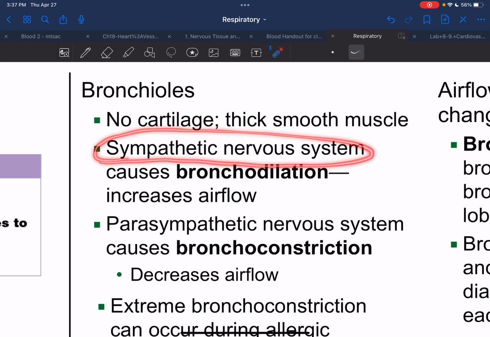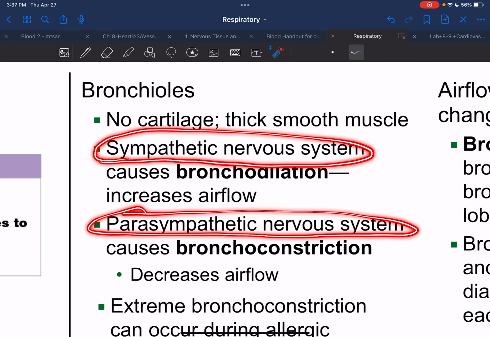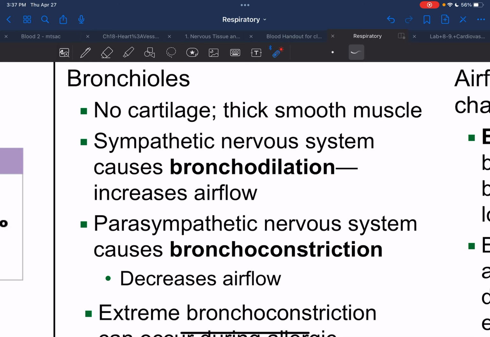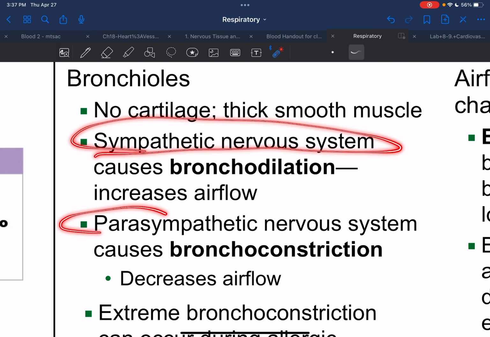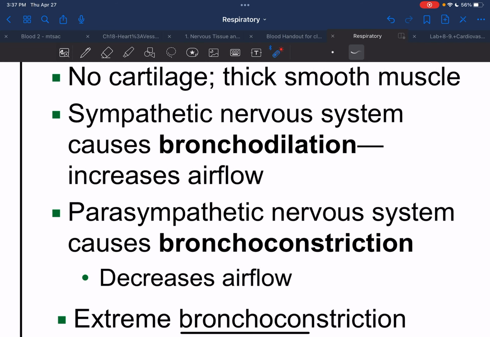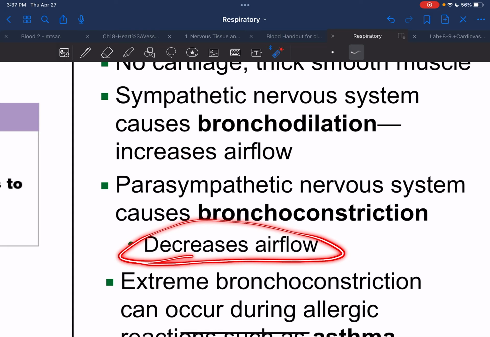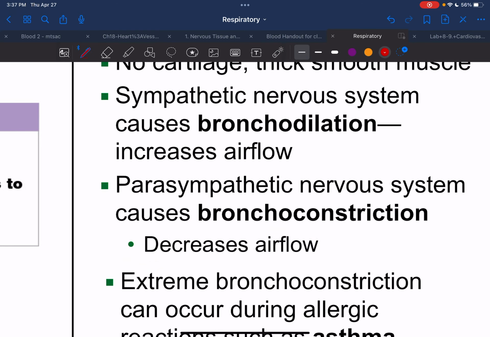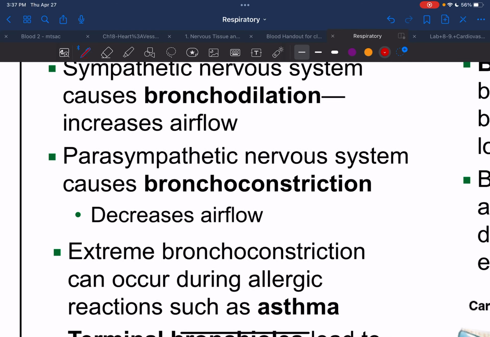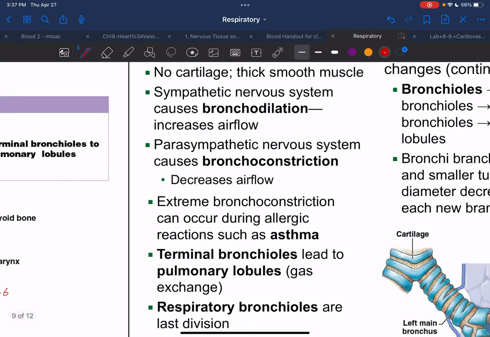This is something that's here, and I don't want it to scare you. We haven't gone over nervous yet, so you can go ahead and neglect it, but I want your notes to be complete, and they'll make sense after we go over nervous. Otherwise, this is something you don't need to know just yet. Bronchoconstriction is the opposite, where we decrease airflow because we are constricting that passageway. We are making it smaller.